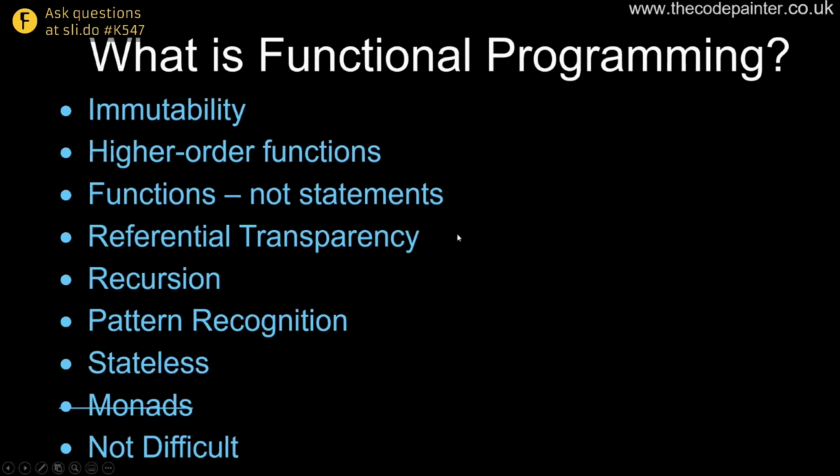Referential transparency. This means that a function does not rely on anything beyond its parameters. And the consequence of this is that it becomes extremely predictable in its behavior. Given the same parameters, it will always return the same answer, no matter what. No matter the life of the universe, no matter the state of the system, no matter anything. So this makes it very, very testable, very predictable.